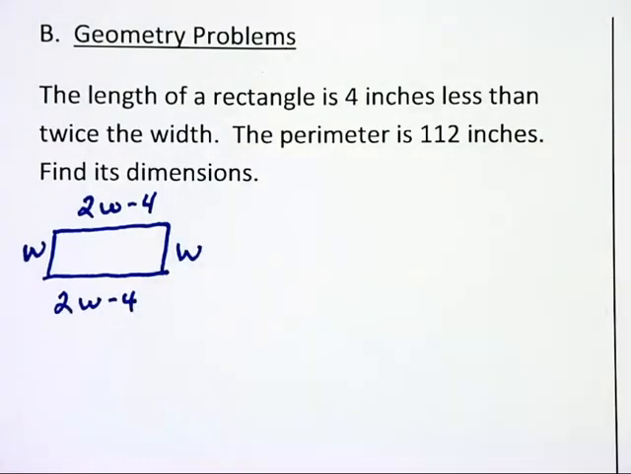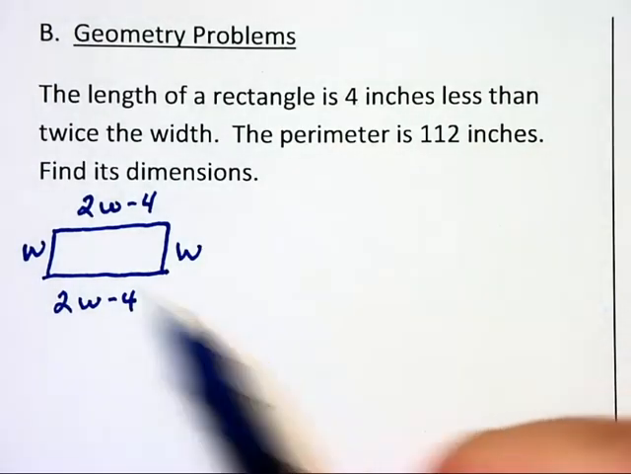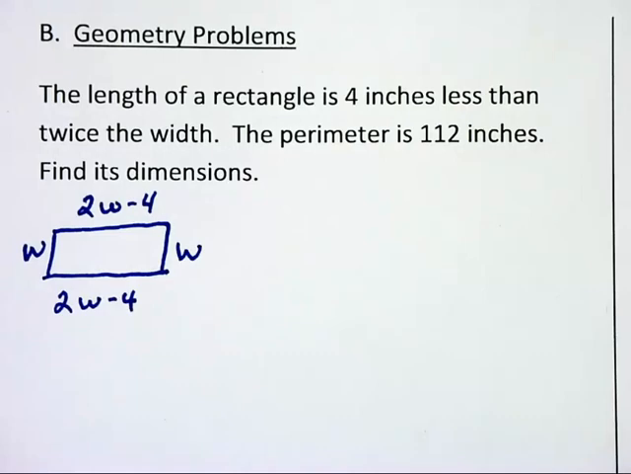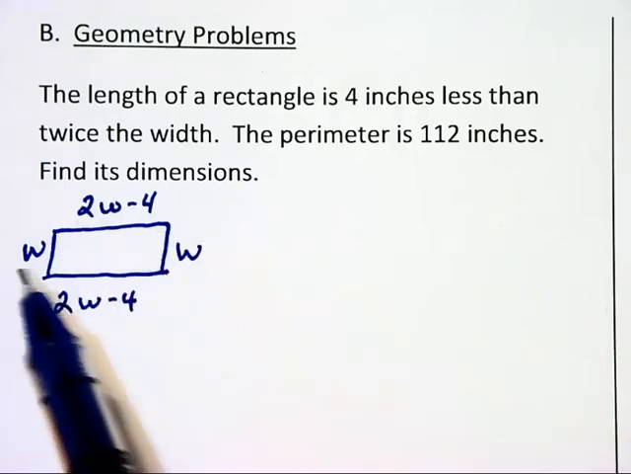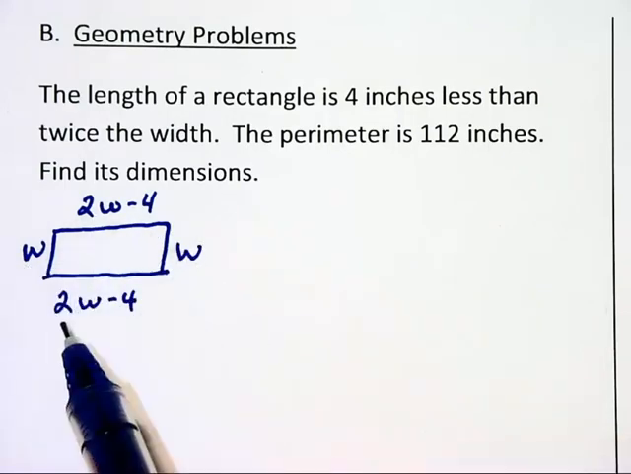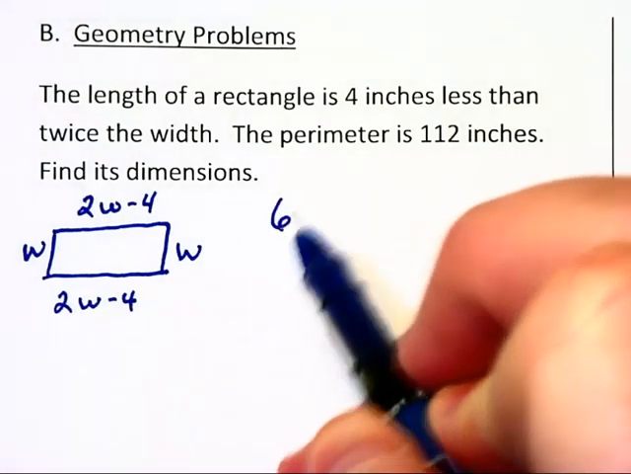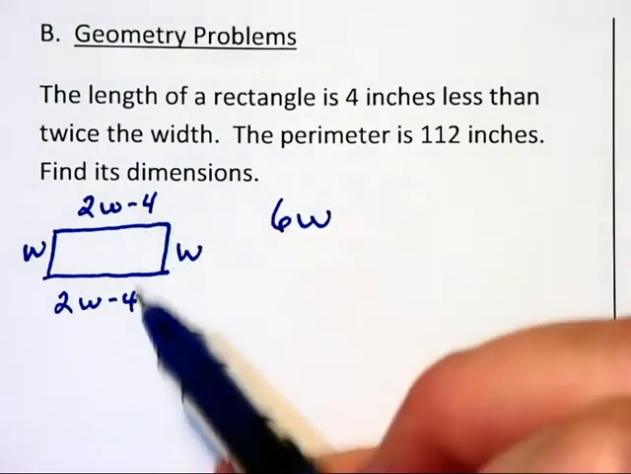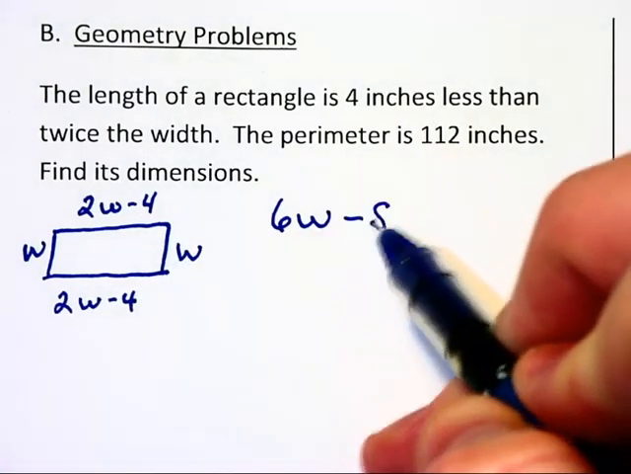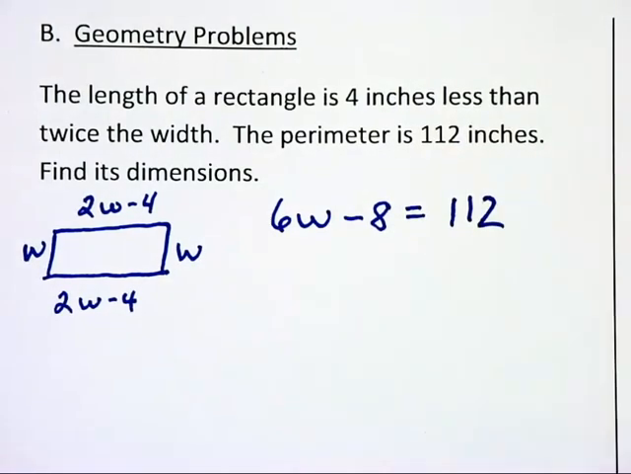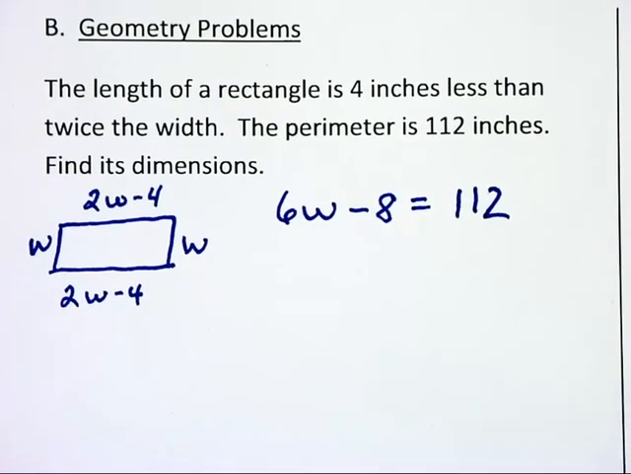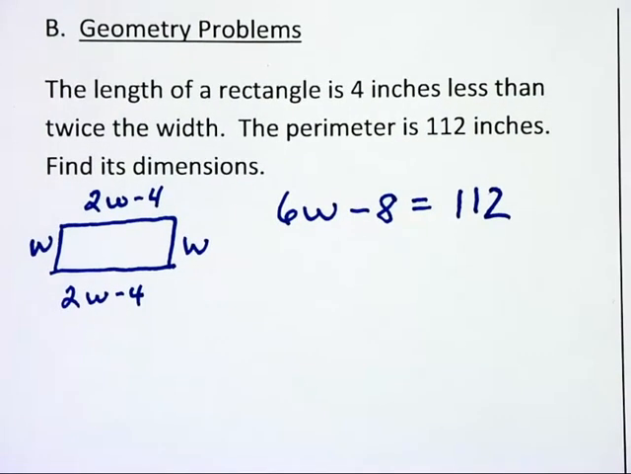Now, you don't have to label all 4 sides. If you want to, you can just label 2 of the sides. If I just combine like terms, working my way around this rectangle, w plus 2w plus w plus 2w, I find out that there are 6 w's, and then minus 4 and minus 4 make minus 8, which is equal to the perimeter, which is 112. Perimeter says add up the distances going around the sides. There you go, fine and dandy, we're good.